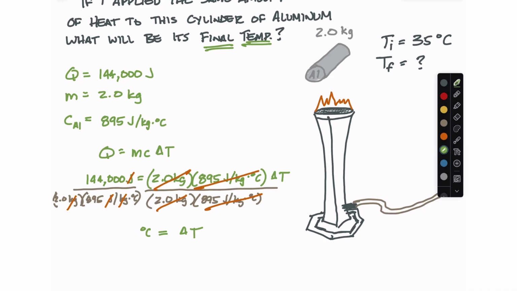So to figure that out, we need to divide 144,000 by 2 and also by 895. And that gives me a value of 80. I'll keep one more digit, 80.4. 80.4 is the temperature change. Now recall that delta T, or temperature change, is the final minus the initial. So I know that it changed by 80.4.